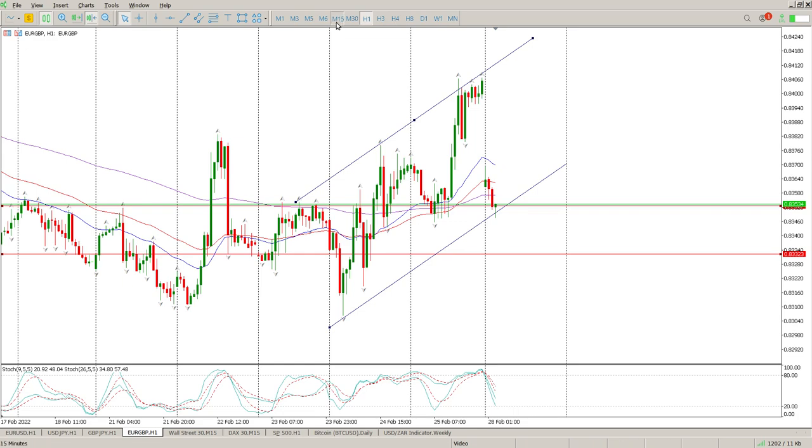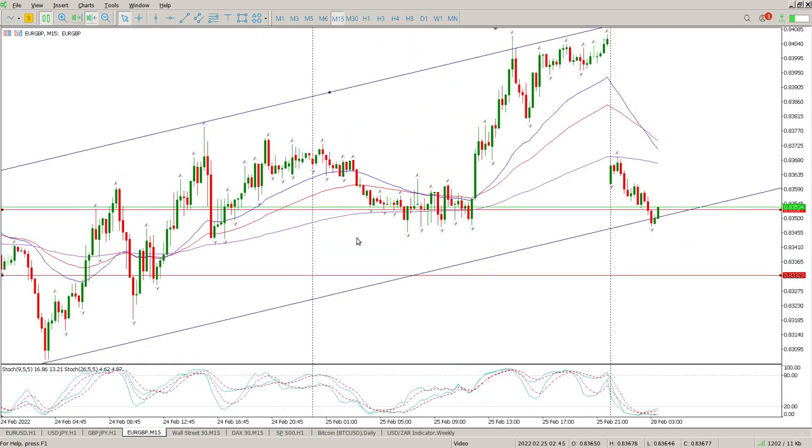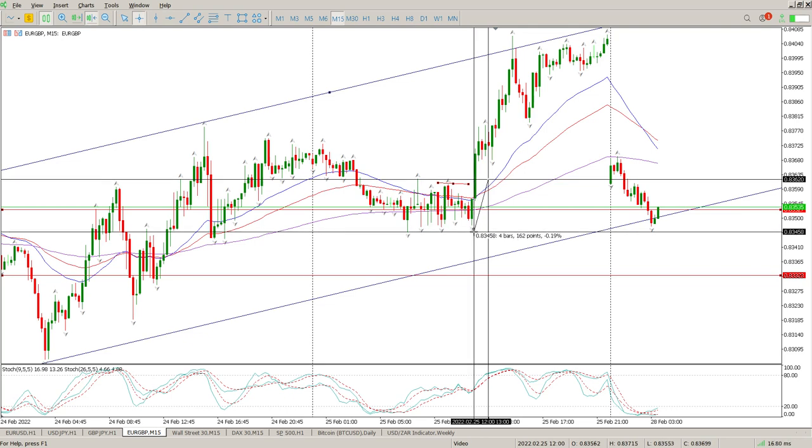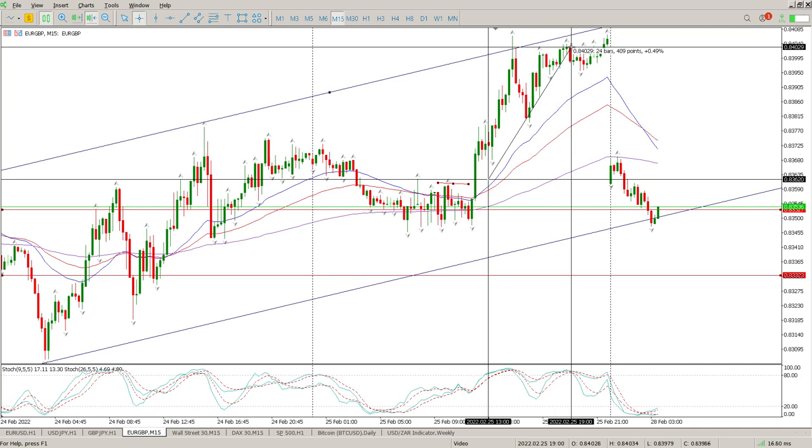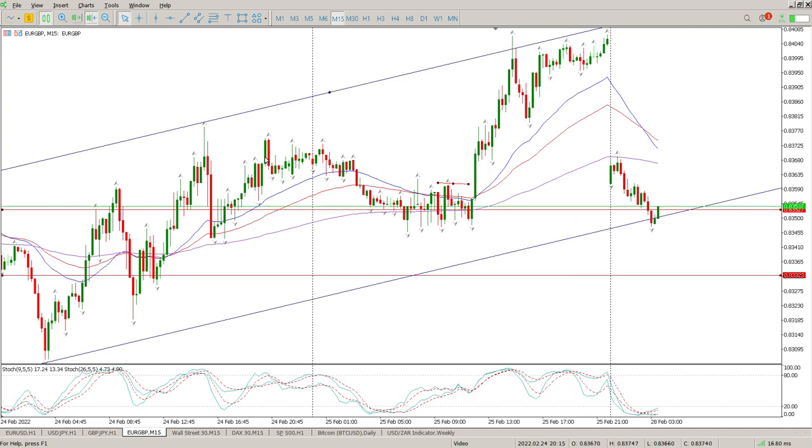The way to do that would be on the 15 minutes. You can see there's the consolidation on the level of the 15 minute, and your break would have been above there. So you can see 160 point stop loss for a 400 point gain. So definitely something to be paying attention to.